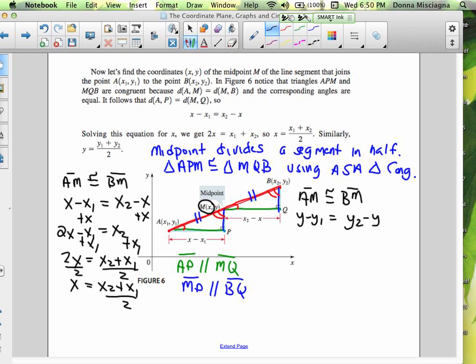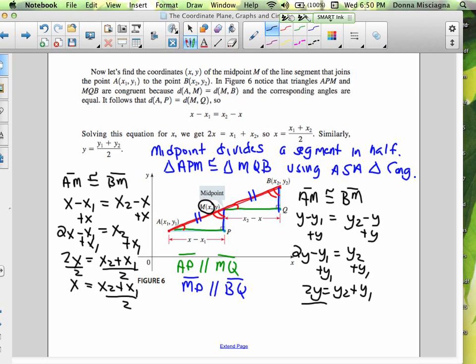Want to get the y's on one side, so let's add y to both sides. So now I've got 2y minus y1 equals y2. But I don't want 2y, I want y. I don't want 2y minus y1, right? So let's add y1 to both sides. So now I've got 2y equals y2 plus y1.